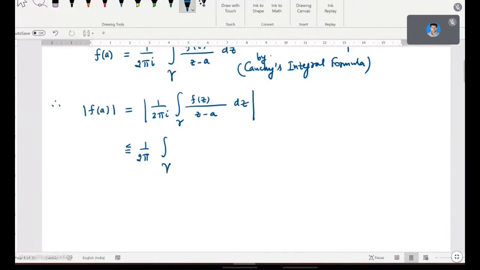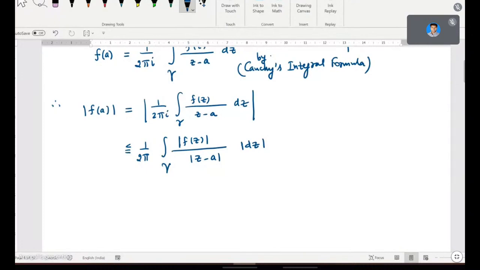And I am taking this less than or equal to because we can take this modulus inside. Is this okay, class? Yes, sir. And then we can take the modulus of numerator and denominator separately. Is this okay, class? Yes, sir.